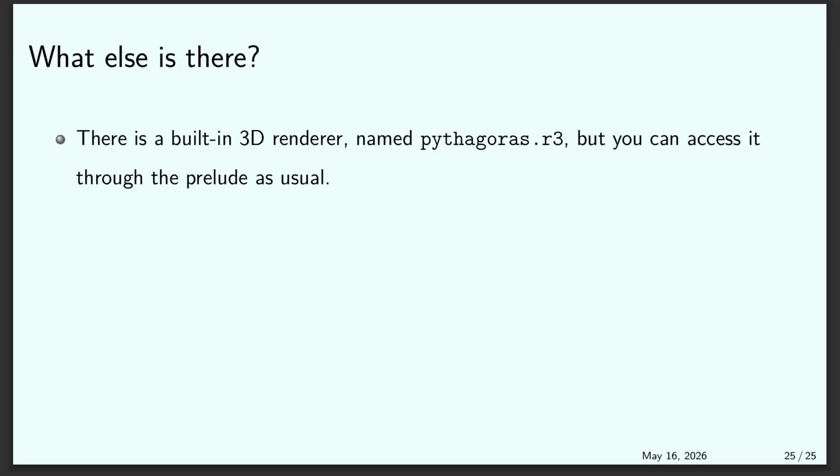What else is there? So I have a 3D render. There's also a 3D render implemented. It's Pythagoras.R3. Again, you can access it through the Prelude as you would any other thing in the library. But it's Pythagoras.R3, and you have a 3D render. It's another whole thing. I may make a video on that. I don't know if I'll make it. Again, I'm lazy.